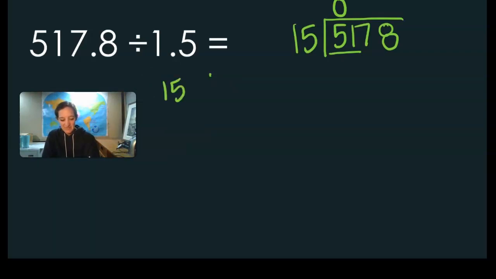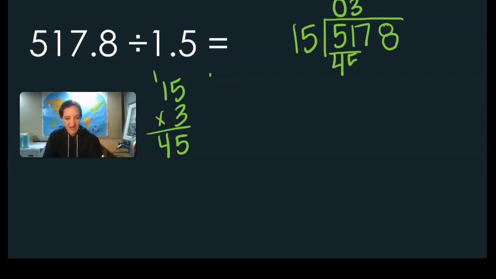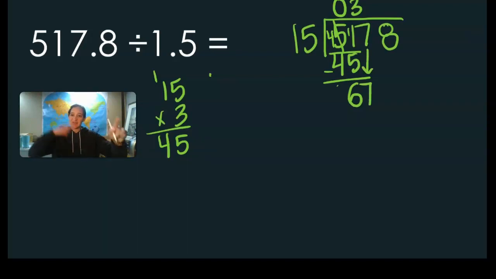15 times 3. It's only 15. 3, 4, 45. I'm going with that. So now I have 45. And I'm going to subtract there. I'm going to have to regroup and make it 11. 11 minus 5 is 6. 4 minus 4 is 0. Bring down the 7. And now I'm going to restart the whole process.